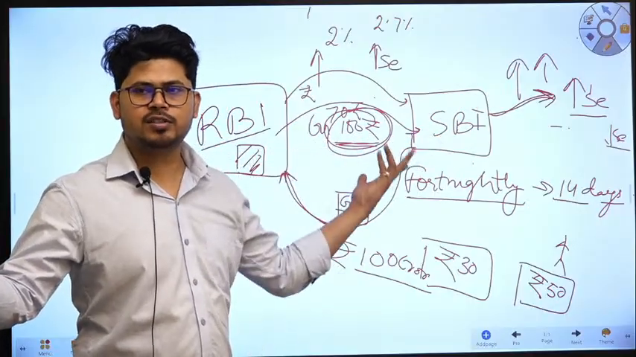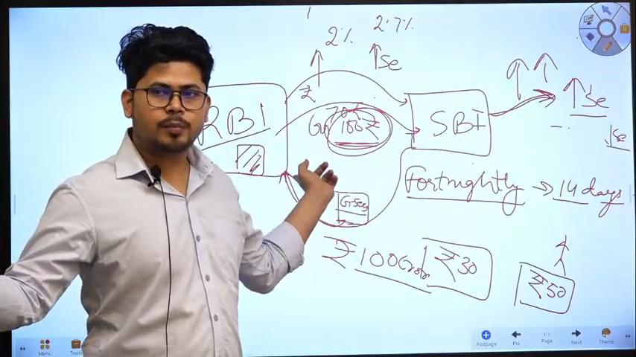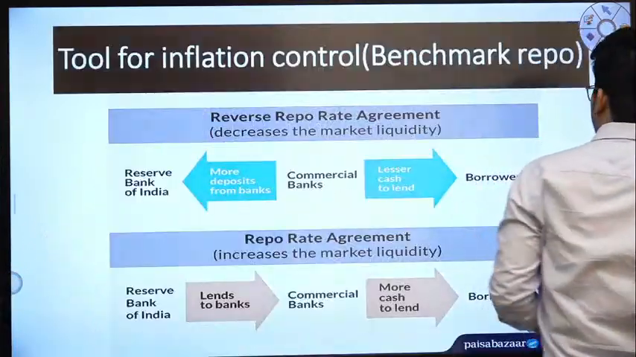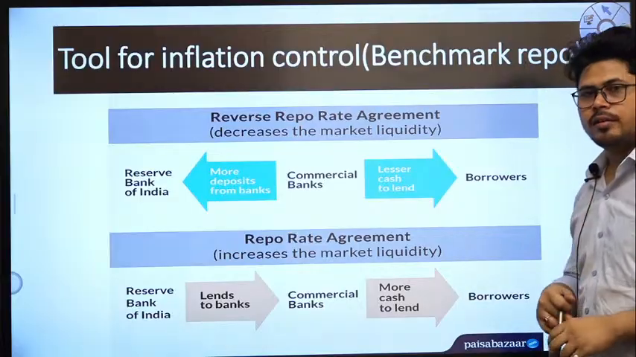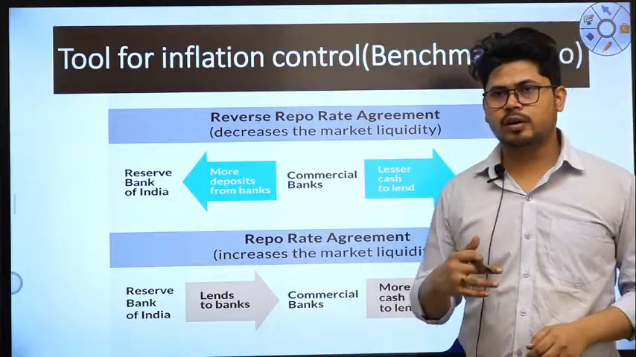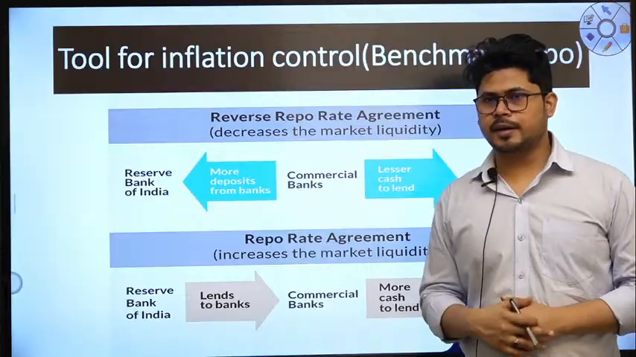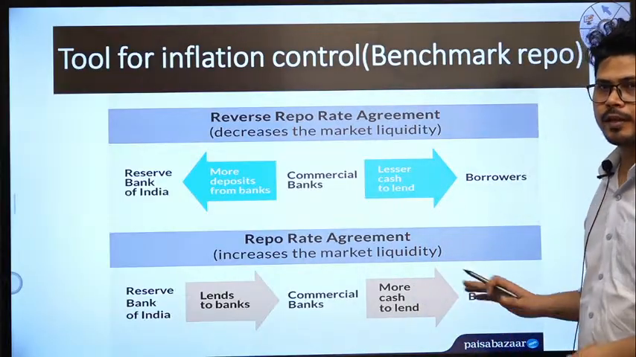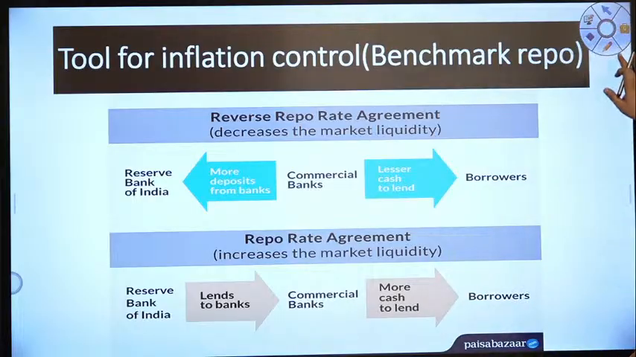And similarly, reverse repo is when RBI borrows from SBI. Okay. So the benchmark repo rate was the benchmark tool for control of flow of money in the market. That is all explained here. Not relevant, I told you already.